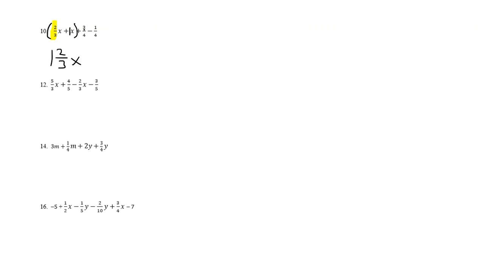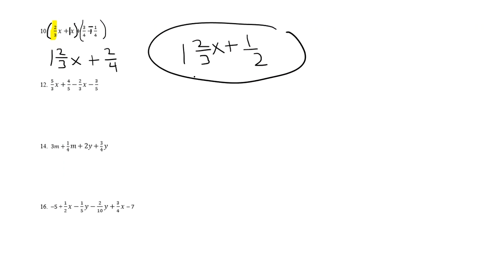Now we're also going to add these two constants together. A 3/4 and a -1/4 is going to be a 2/4, which can simplify to 1/2. So our final simplified answer for this expression would be 1 and 2/3 x plus 1/2.